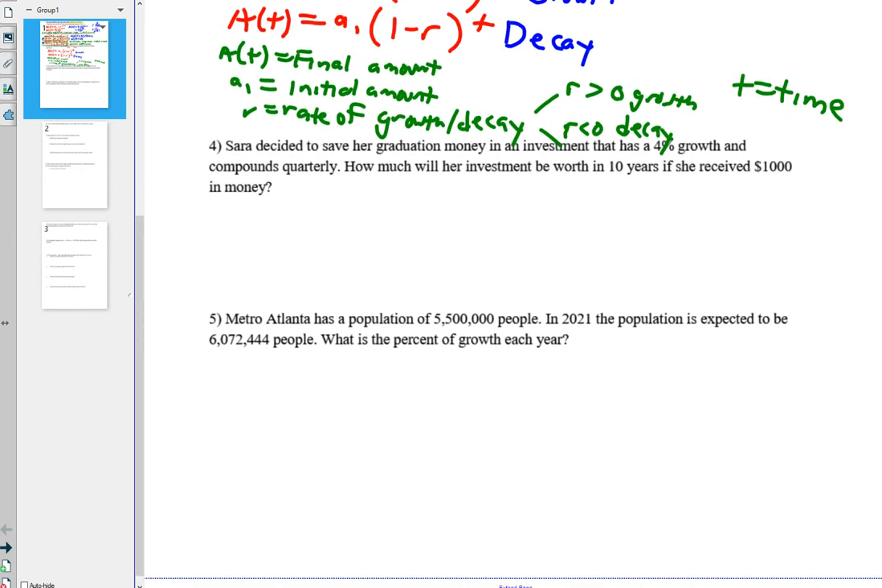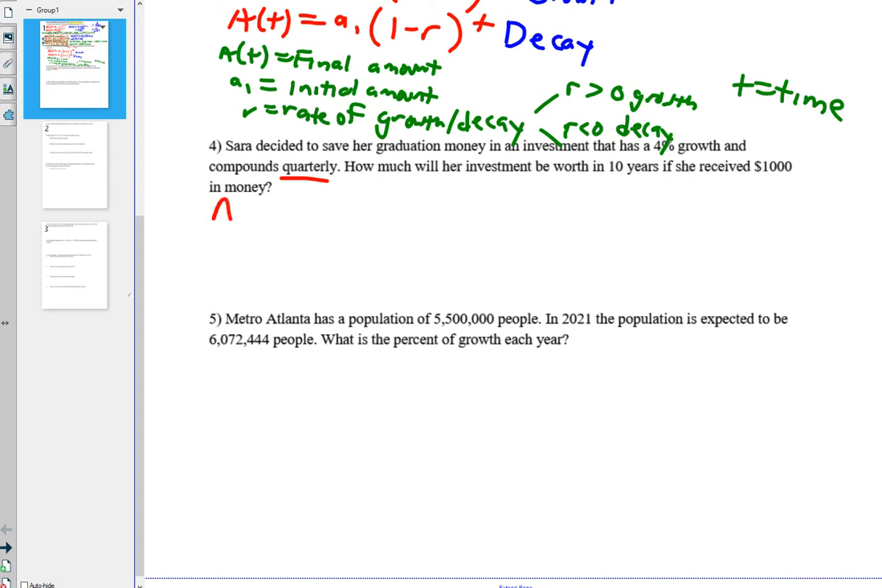Sarah decided to save her graduation money in an investment that has 4% growth and compounds quarterly. How much will her investment be worth in 10 years if she received $1,000 in money? So the key here would be to know what the word quarterly means. It implies the number 4.